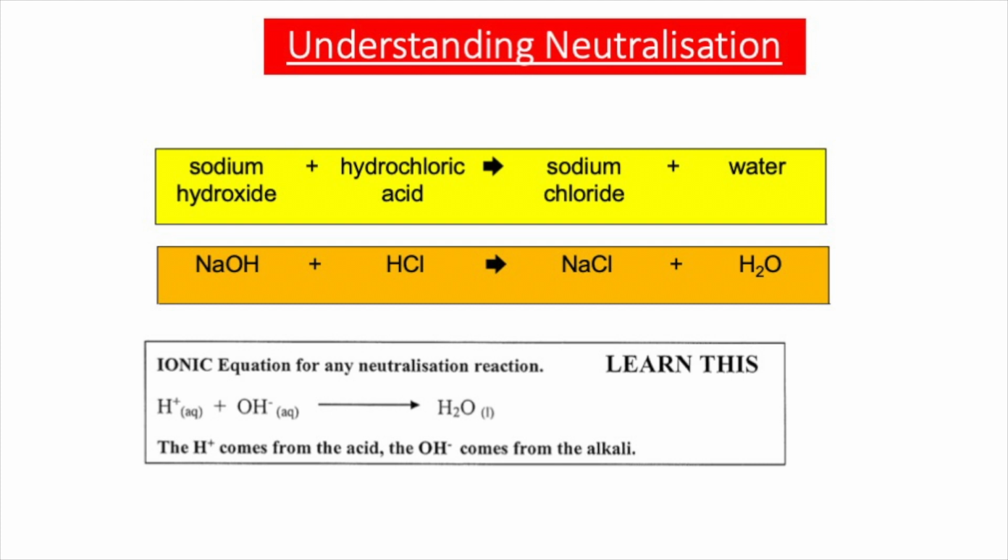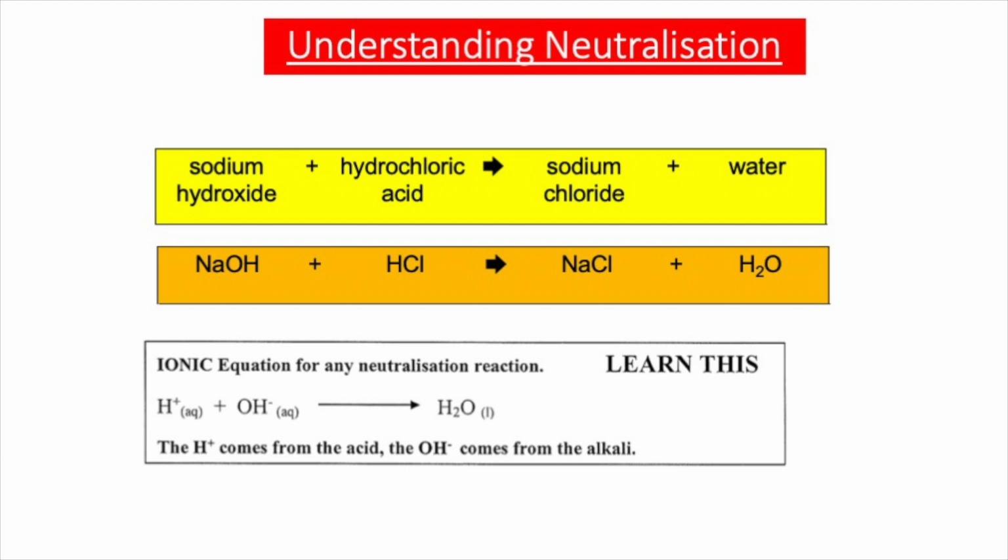We can also use an ionic equation to describe this reaction, and the ionic equation is a lot simpler than the chemical equation. In the ionic equation, we have H+ from the acid, because acids split up into H+ ions, reacting with OH- ions from the alkali to form water, H2O. You'll notice there are state symbols here. aq means aqueous and l means liquid.